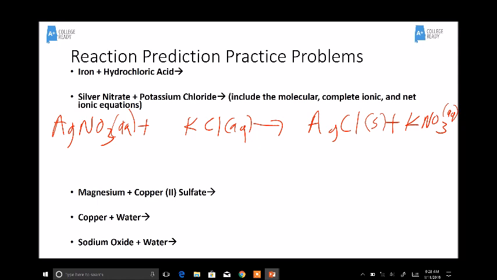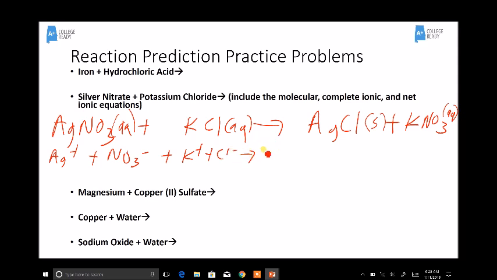So now we need to do the complete ionic equation. And in that case, we just need to break down all of our soluble salts into ions. So silver nitrate is going to break up into Ag plus and NO3 minus. Potassium chloride is going to break up into K plus and Cl minus.